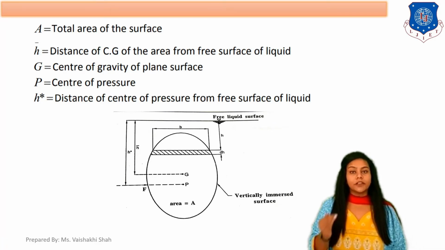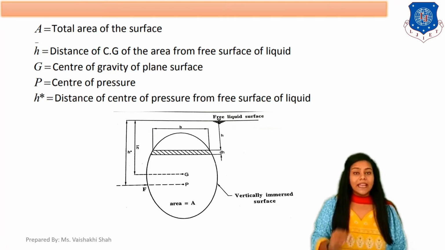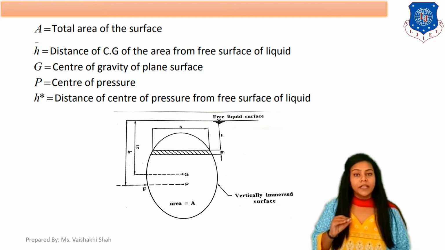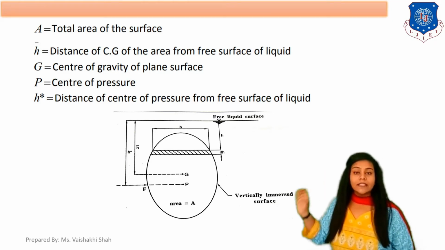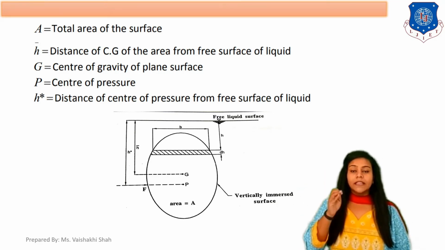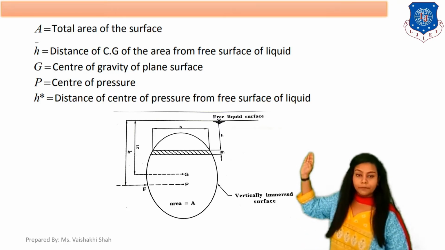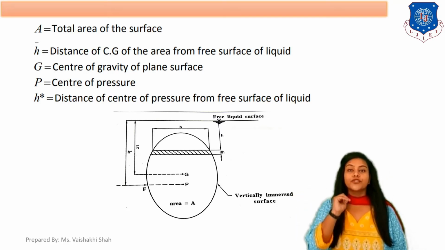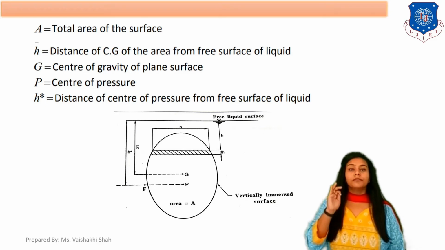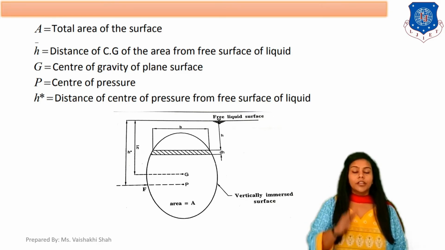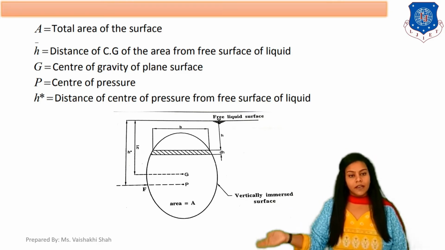CG is your center of gravity, the area from the free surface of the liquid. G is your center of gravity. Now P is the center of pressure here, and H star is the distance of the center of pressure from the free surface of the liquid.